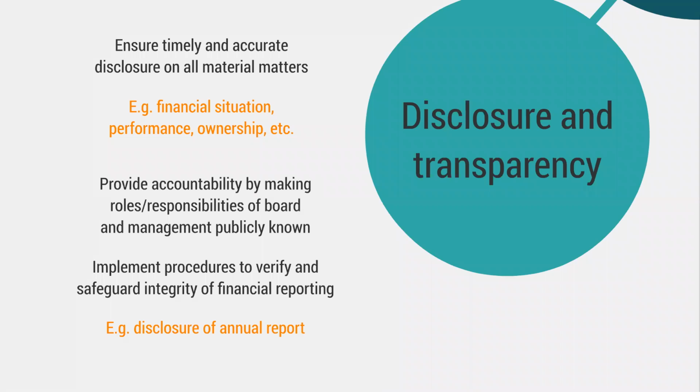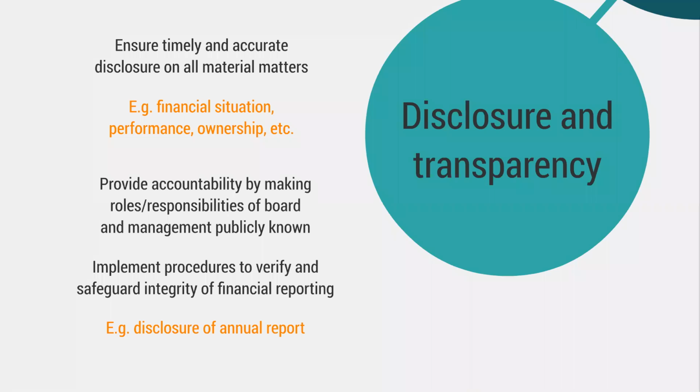Organizations should clarify and also make publicly known the individual roles and responsibilities of the board and management. Now, they do this so that other stakeholders have a level of accountability because they know which individual is responsible for what area of the business. Now, procedures should also be implemented to independently verify and safeguard the integrity of the company's financial reporting.